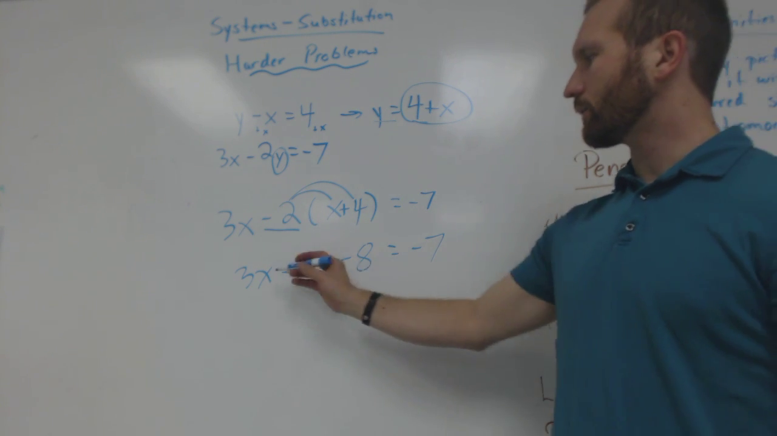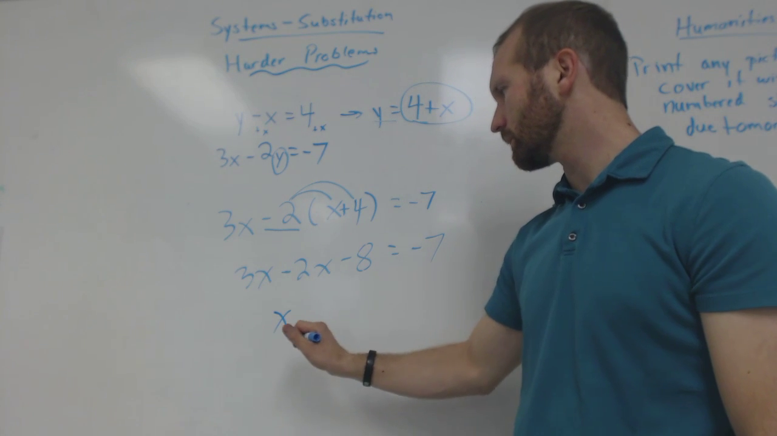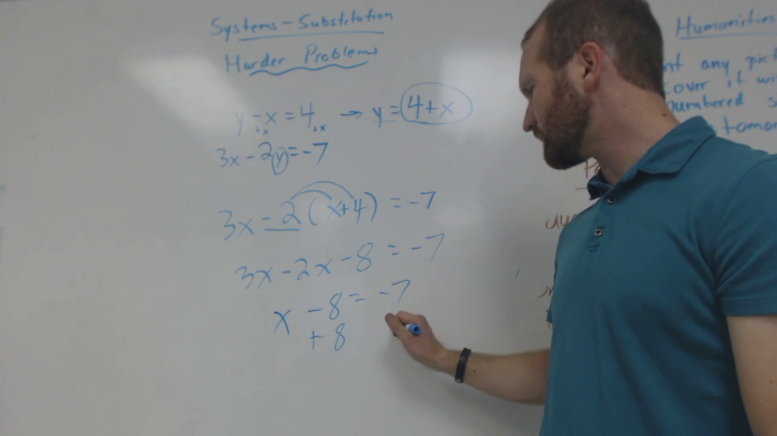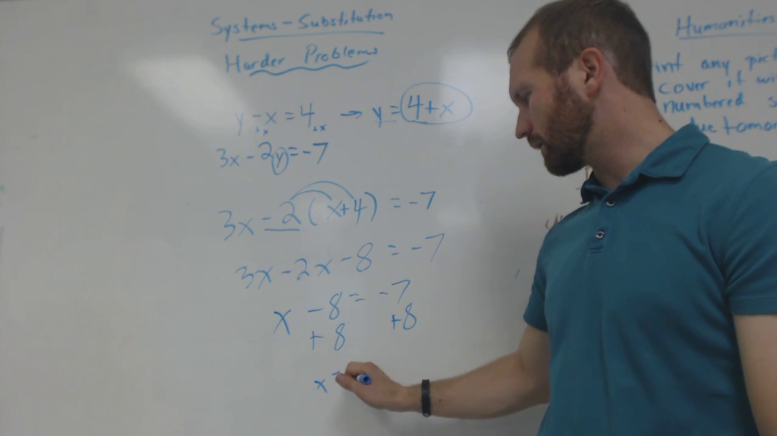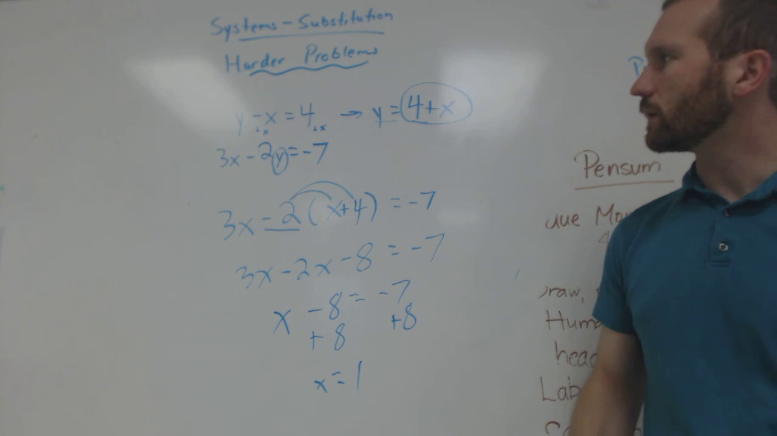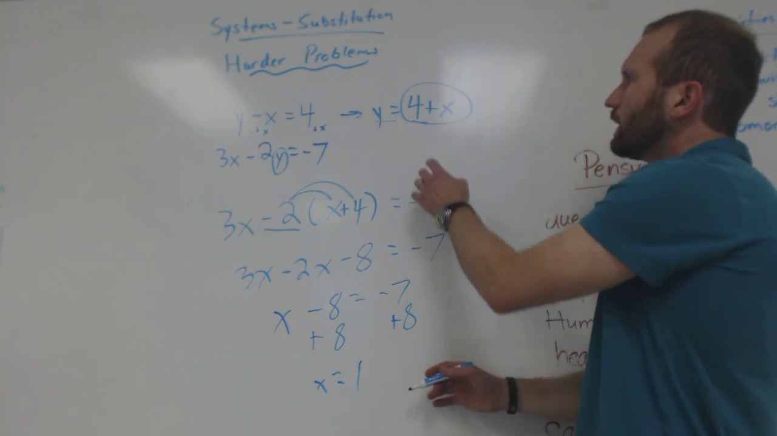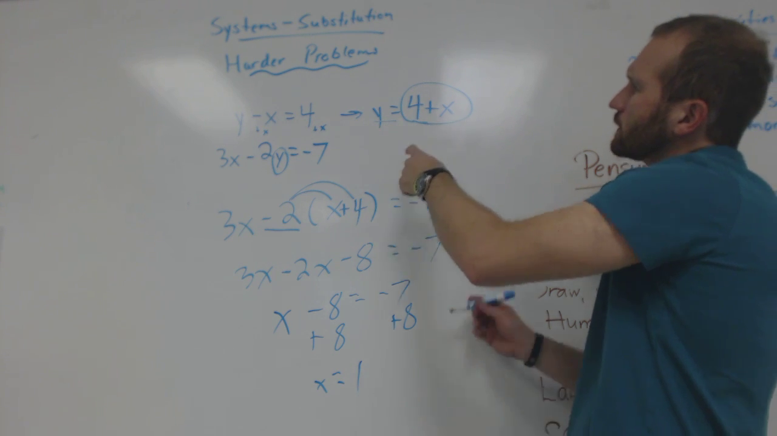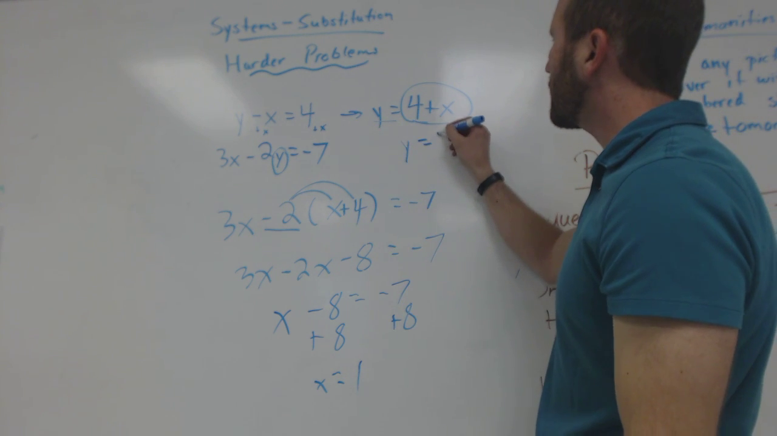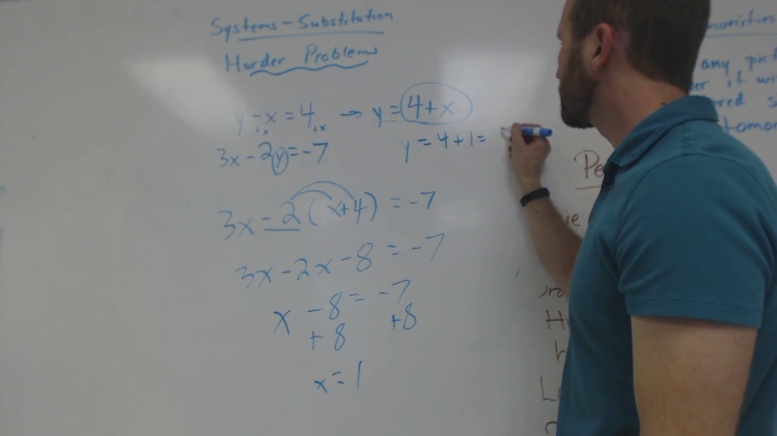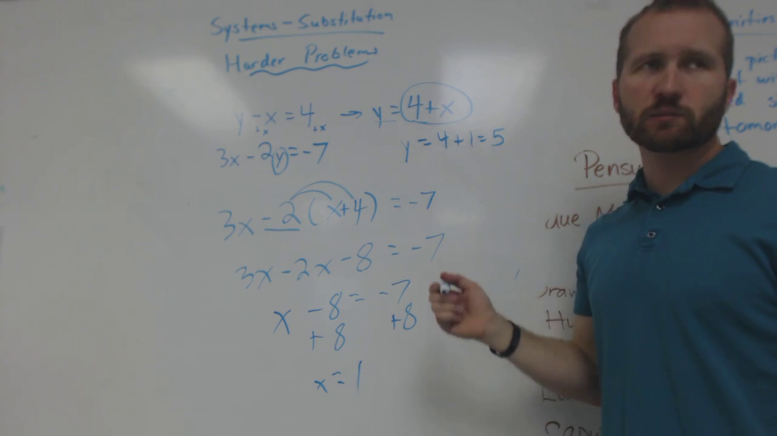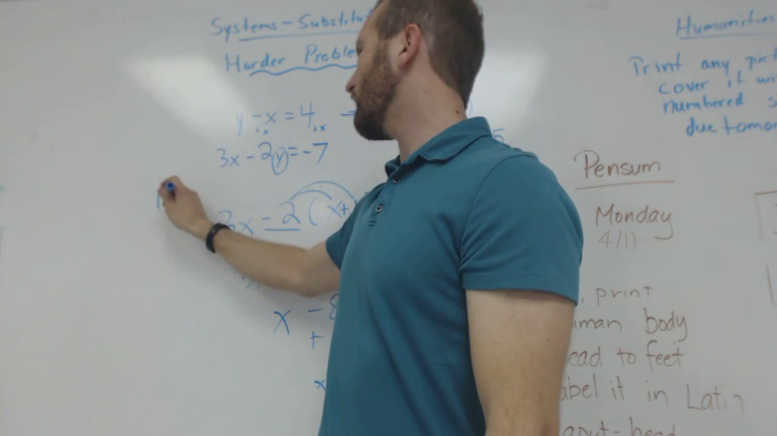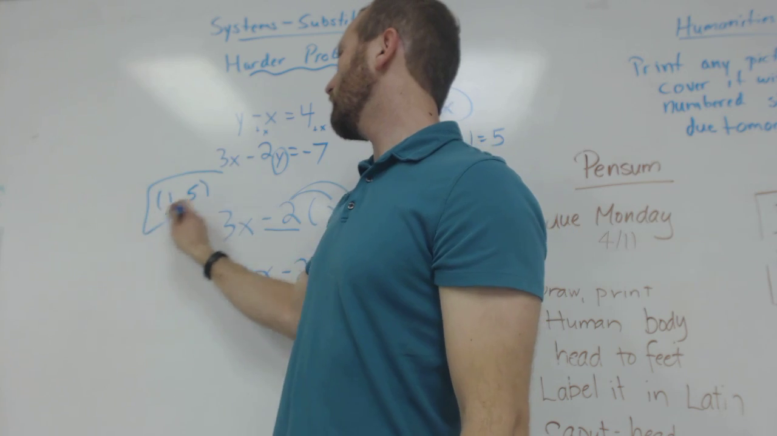Plus negative. Okay, 3x minus 2x is x. Minus 8 equals negative 7. Add 8 to both sides. x equals 1. Ooh, I did it. Now I have to find y. Let's use this equation right here, the one that I changed a little bit to find y, because it just tells me y equals 4 plus 1, so y is 5. It's pretty quick if I use this equation to solve for y. So my final answer here: 1, 5.